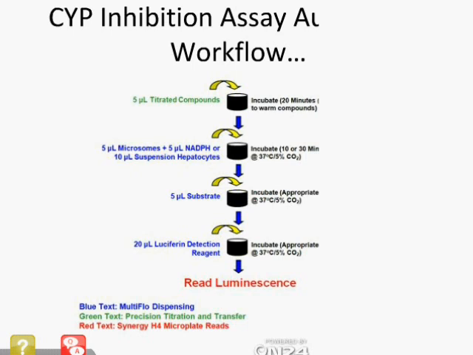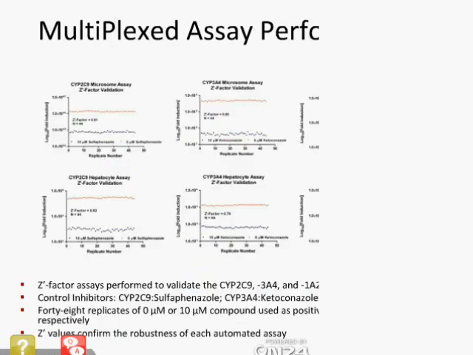Once again, Z' experiments were performed to validate the automated microsome and hepatocyte-based assays for each of the 3 CYP enzymes included in the study, which here was CYP2C9, 3A4, and 1A2. And again, as you can see, the Z' values, which range from 0.7 to 0.8, confirm that the assay, enzyme, or cell model and instrumentation combine together in a robust fashion that delivers consistently repeatable data.